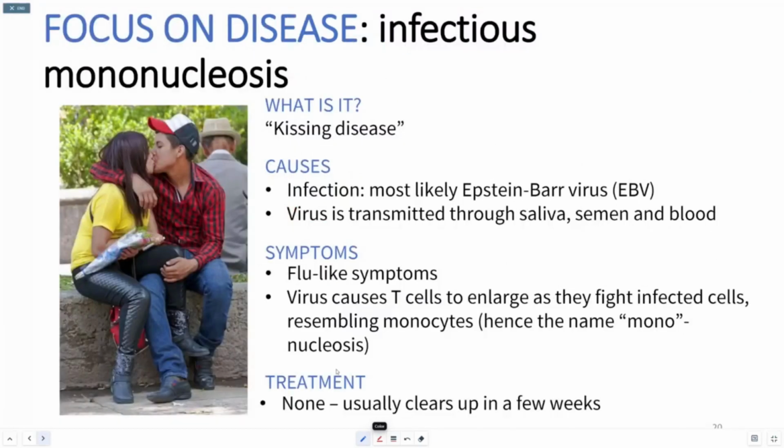Focus on disease: infectious mononucleosis. What is this? This is called the kissing disease, and it is caused by the EBV virus, the Epstein-Barr virus. This virus is transmitted through saliva, semen, and human blood. As a result of this, it can cause flu-like symptoms. The virus will cause the T cells to swell up and enlarge as they fight against infected cells, making them resemble monocytes, hence the name mononucleosis. There is no treatment available, but your body will depend on the immune system to fight it off after a few weeks.